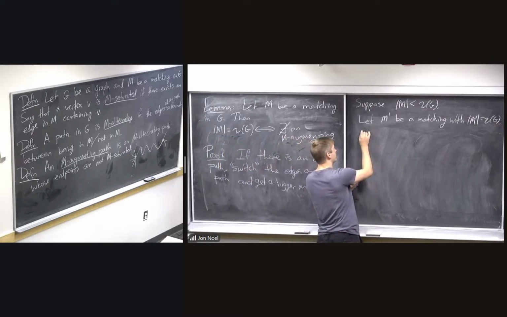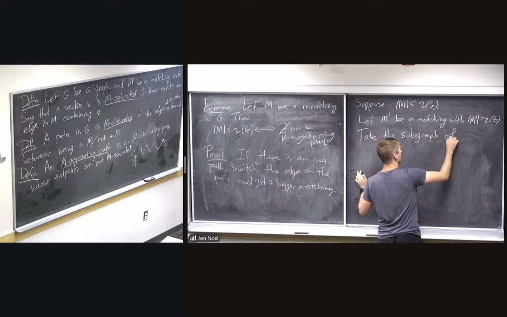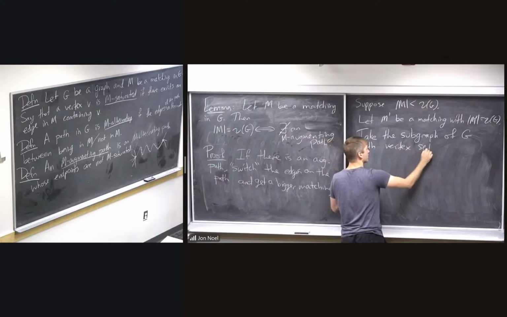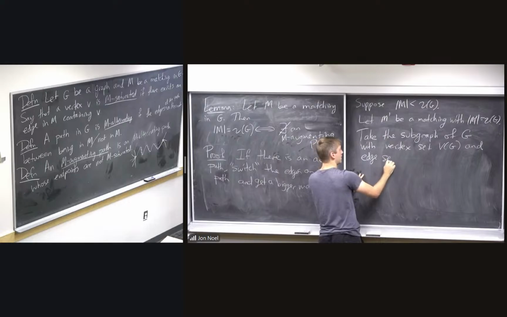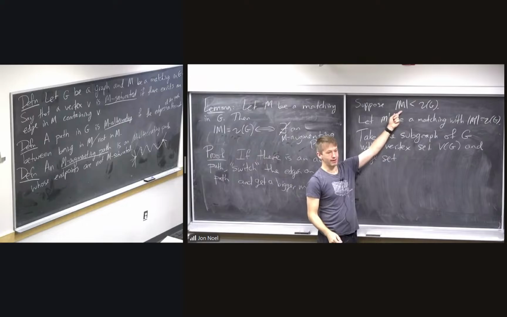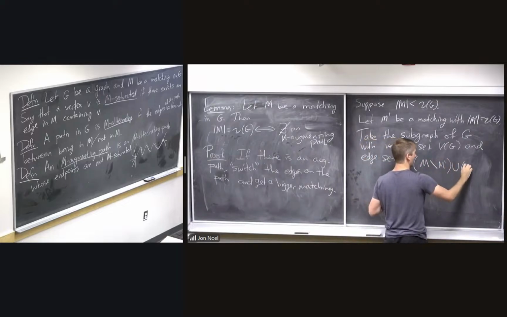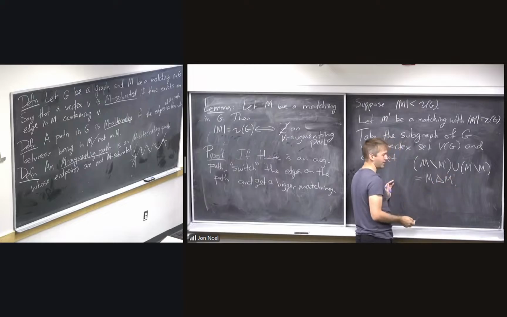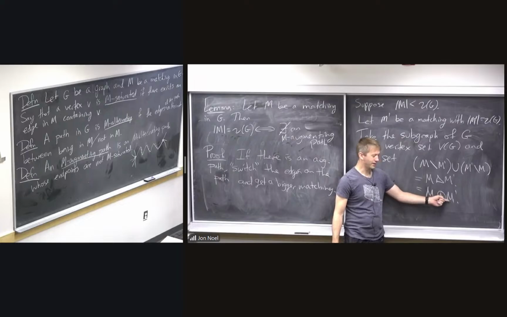So take the subgraph of G with the same vertex set, V of G, and edge set the symmetric difference of M and M prime, meaning M minus M prime union M prime minus M. Or if you took Math 122 here at UVic, I think this is an unusual notation for this, but I think that's what you might have seen.